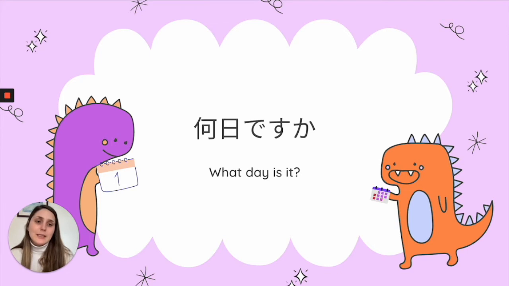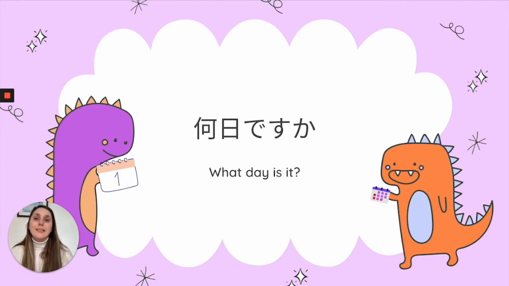But in Japanese, half of the days of the month are irregular. So this is what we will be seeing here today. How to say is the 1st of January, is the 2nd of February, etc. And let's start with this. How can we ask what day is it?